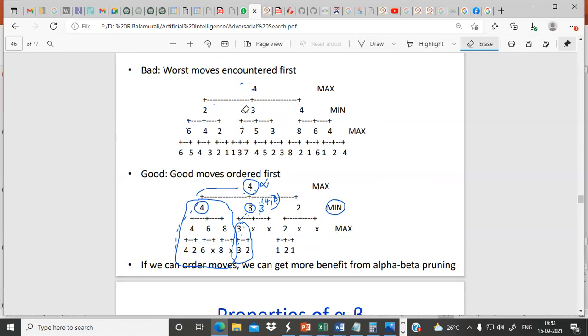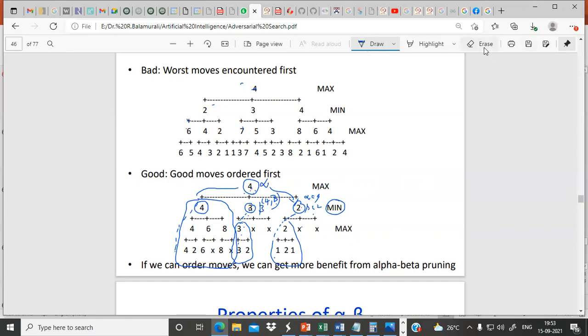Similarly, in the next level also, if you see, for this child also, we explore this child and we explore the leftmost branch of this child. But the other things you need not explore, because after exploring this branch, the value backed up will be 2. Again, at this point alpha will be 4, beta will be 2. So alpha is greater than beta, so the rest of the things can be pruned. So this is the best case scenario.